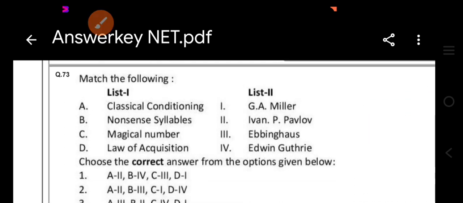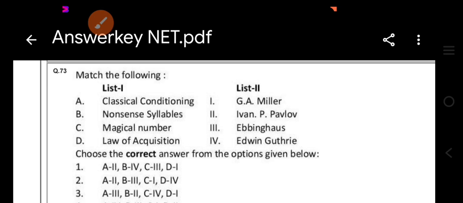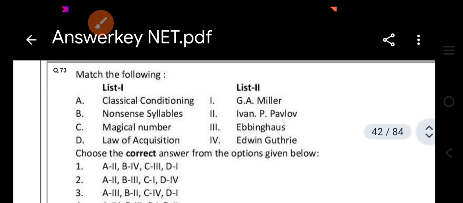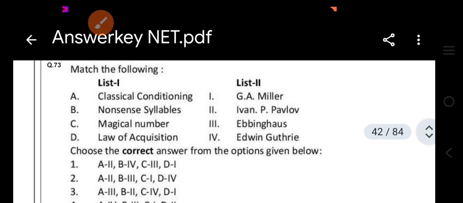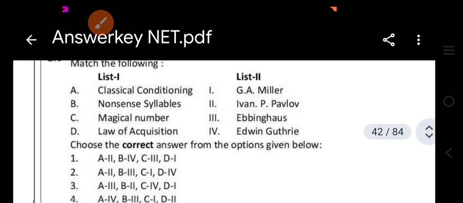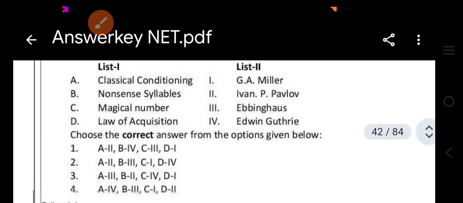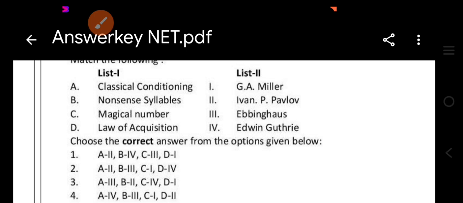Now the match the following question is here. It's quite an easy question; you can easily write the answer. See list one and list two. Classical conditioning is related to Ivan Pavlov, that everyone knows, so A2. Nonsense syllables are related to Ebbinghaus, so B3. The options are given here: A2, B3 is option 2. Option 2 is the correct answer.